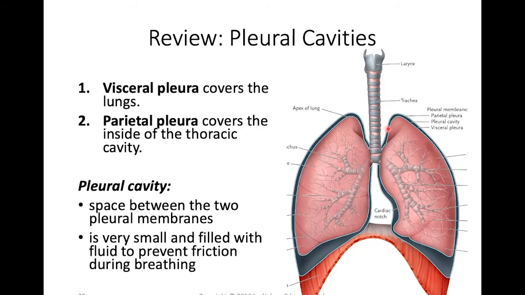And to review, remember we have the lungs sitting within the pleural cavities, and the pleural cavities are lined by the pleural membranes. And the pleural membranes are serous membranes that contain a parietal pleura that lines the inner portion of the rib cage, and a visceral pleura that contacts the lungs directly. And between the visceral and the parietal pleura, we have the pleural cavity, which contains the pleural fluid.